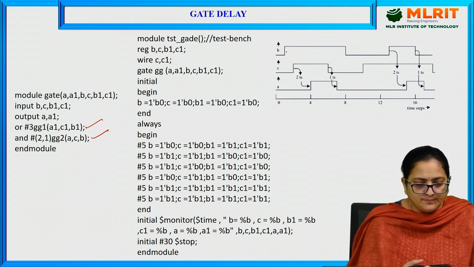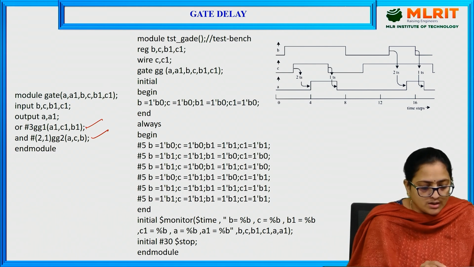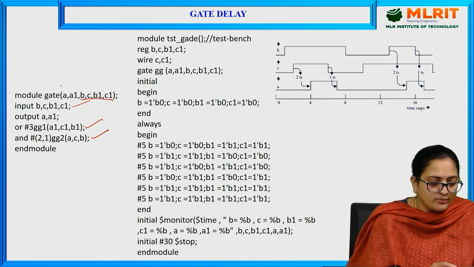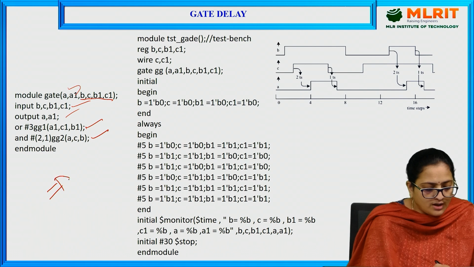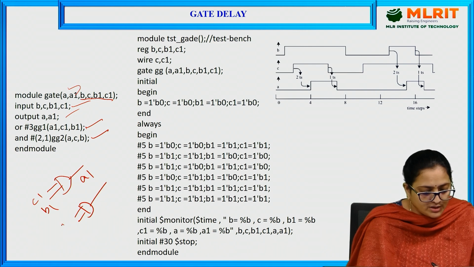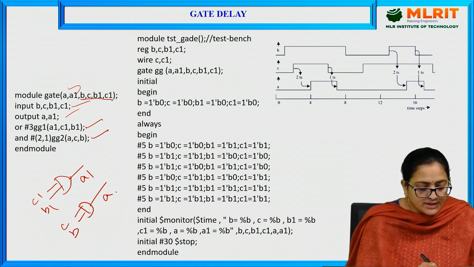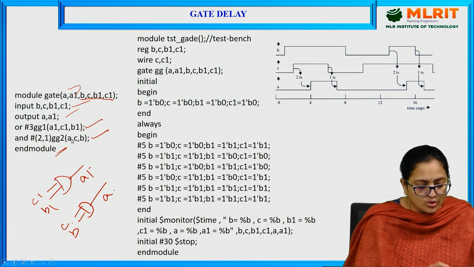For this they have taken module gate, with A, A1, B, C, B1, C1 as the ports, where B, C, B1, C1 are the inputs and A and A1 are the outputs. An OR operation has been implemented between C1 and B1 and stored in A1, and an AND operation has been implemented between C and B and stored in A. So A and A1 are the outputs, B, C, B1, C1 are the inputs, and this ends with end module.